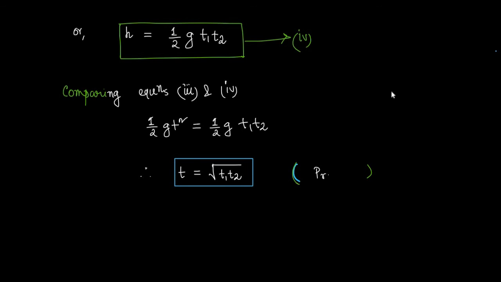Hence it is proved T as equal root over T1 T2. That is, time required by the body which is dropped from rest reaching the ground is T, which is equal to the square root of the product of the time required by the same body which is thrown vertically upwards, and the time required by the body to reach the ground which is dropped from the same height or from the top of the tower. That means T is equal root over T1 T2.